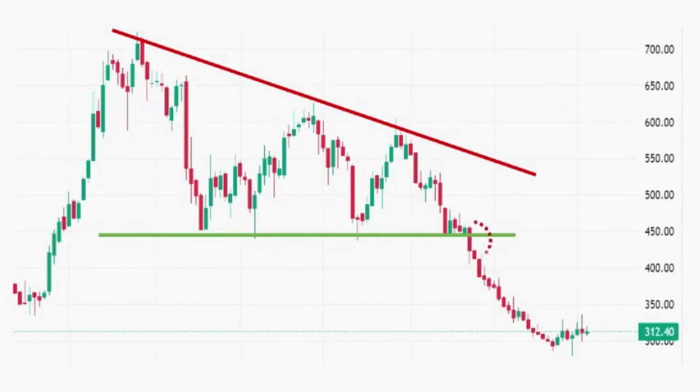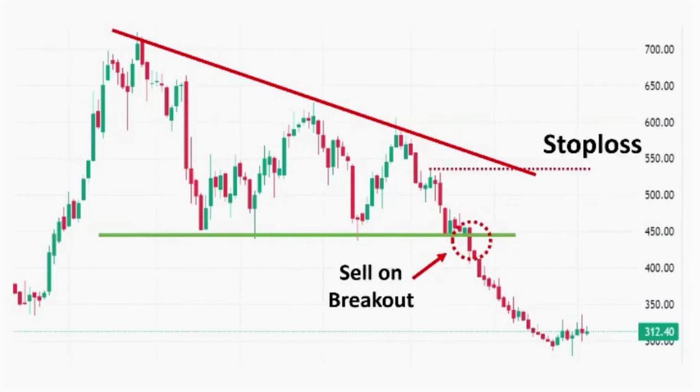And exactly when the price breaks it, we will sell the stock and we will place the stop loss above the previous high. Up till now we were placing the stop loss below the previous low. But in this case, since we are taking a short trade, we will place the stop loss above the previous high. So in case we go wrong, in case the stock turns from here and shows some bullish movement, we will exit with a very small loss.